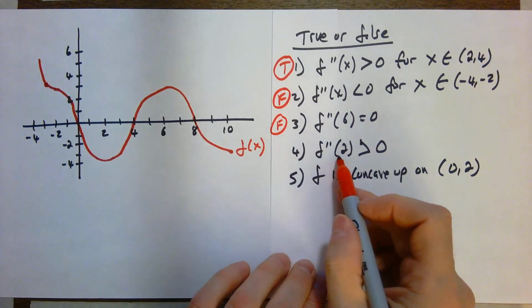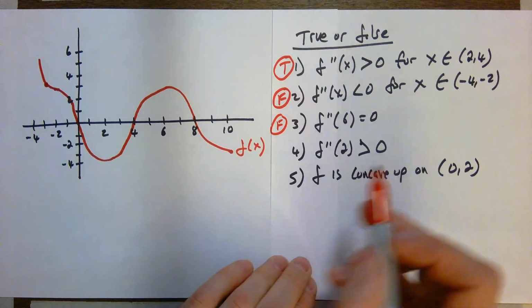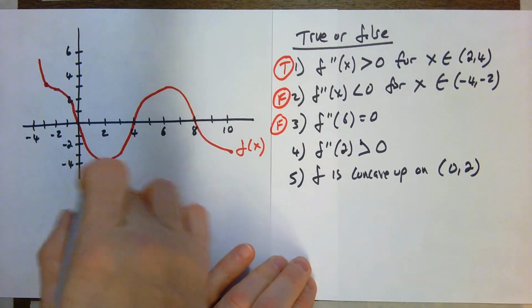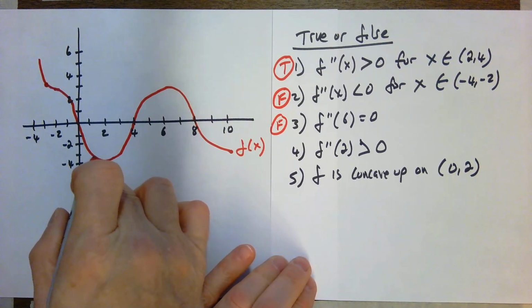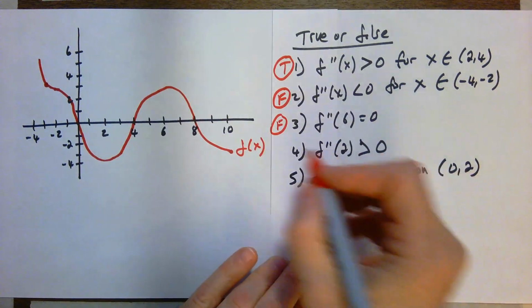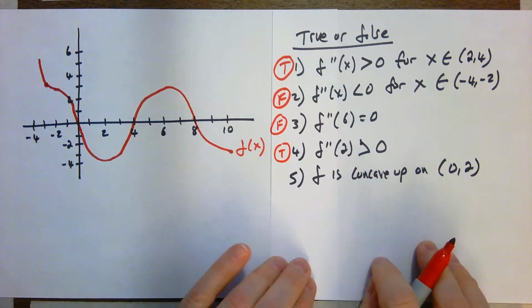The next one, would the second derivative at 2 be greater than 0? So at 2, my second derivative, here it is. Clearly the first derivative would be 0. And notice that it's negative down here. So would the second derivative be greater than 0? Would it be positive? Yes, this would be true because of the concavity.